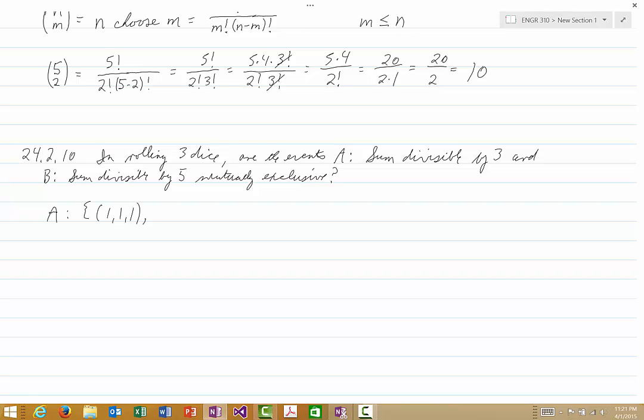Okay, so now we want to look at the events where the sum is equal to 6. And so let's say, okay, 1, 1, 4 is one possibility. Another one would be 1, 4, 1. And another one would be 4, 1, 1. Then we would also have 1, 2, 3.